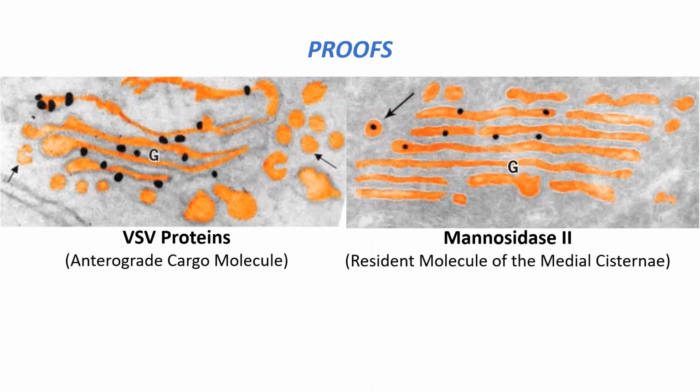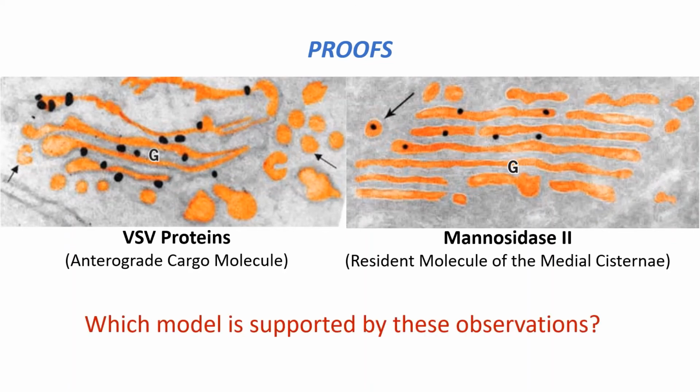So the question now is this, and I will not answer this one for you right now. Which model is supported by these observations? Is it the vesicular transport model or the cisternal maturation model?